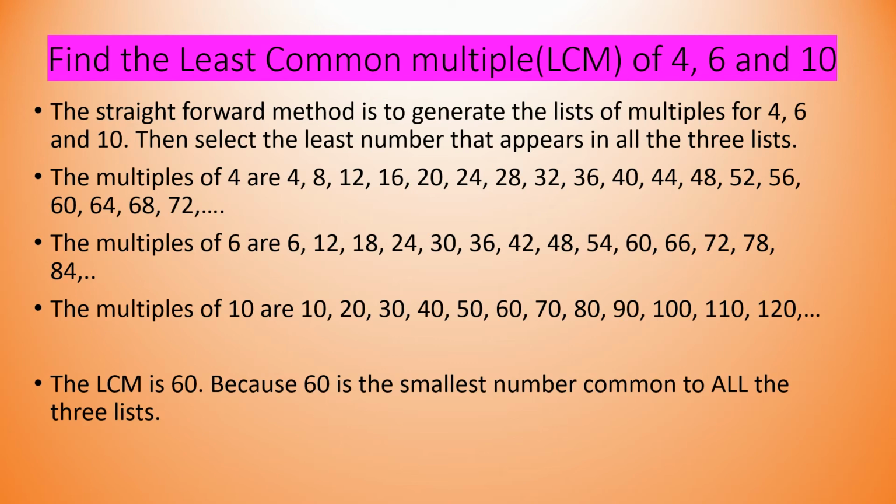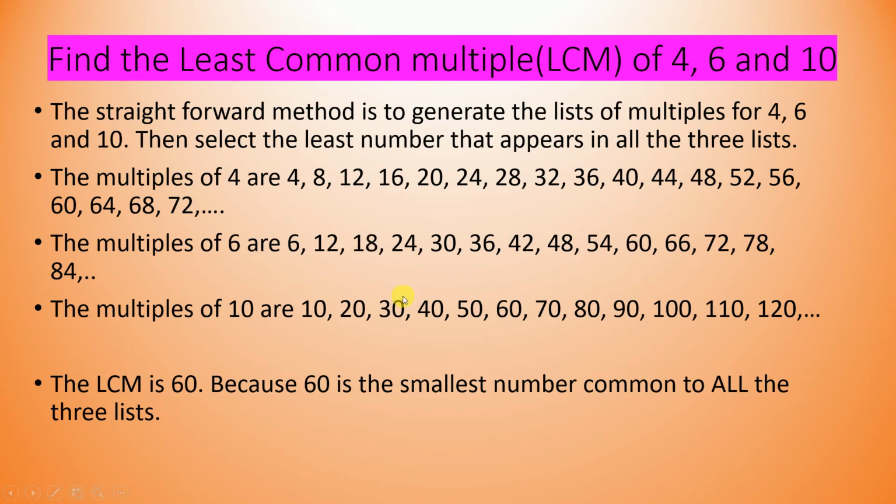So what are the multiples for 4? I have given a very big list here. The multiples of 4: 4 ones are 4, 4 twos are 8, 4 threes are 12, 4 fours are 16, up to 4 15s are 60, 4 16s are 64, 4 18s are 72. And these are the multiples for 6, and these are the multiples of 10, and definitely we can find some common multiples here. For example, 60 appears in all the three lists, and 60 also happens to be the least common multiple.